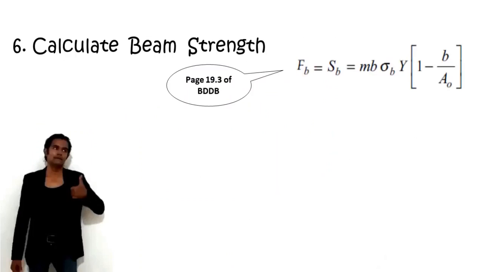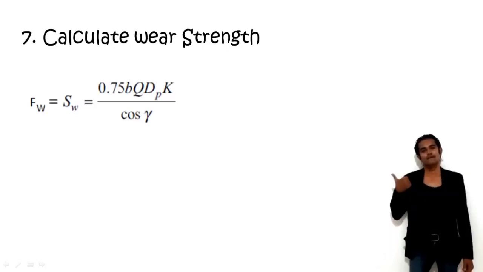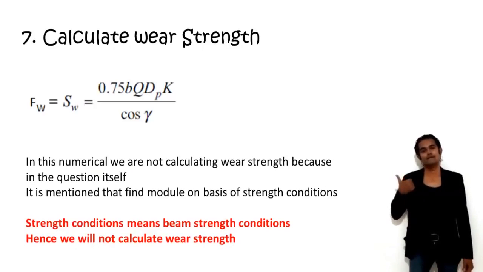Beam strength formula is M B sigma B Y (1 minus B upon A0). Right, so if I put down all the values properly into this formula, I will get beam strength as 157.67 module square. Seventh step is wear strength, but we are not going to do this because clearly in the numerical data they have mentioned that module should be calculated on the basis of the strength conditions, means beam strength conditions.